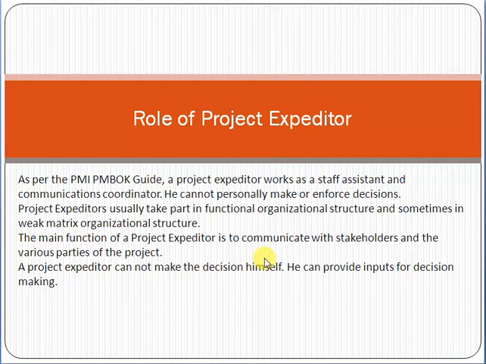Expediters usually take part in a functional organizational structure and sometimes in a weak matrix organizational structure. So the main purpose of Project Expediter, friend, is that he is an assistant of the staff, and he is a person who is coordinating and communicating things to other stakeholders. So he is the Project Expediter.